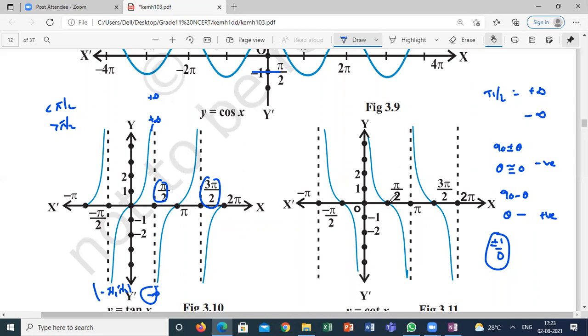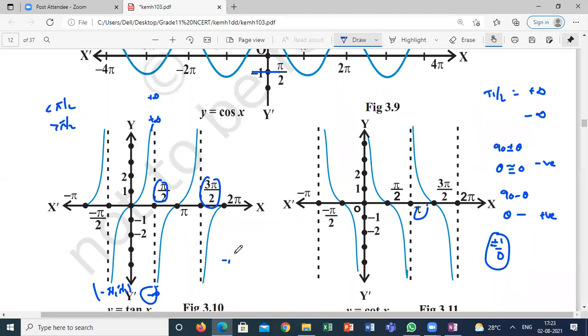When it comes to cot, the same kind of graph will look, but it is not defined at pi, 2 pi, 4 pi, 3 pi, and all. So infinity, see here, the y values are spreading from minus infinity to plus infinity.